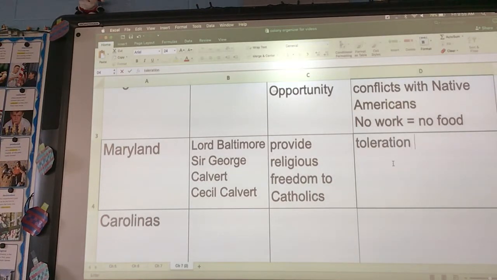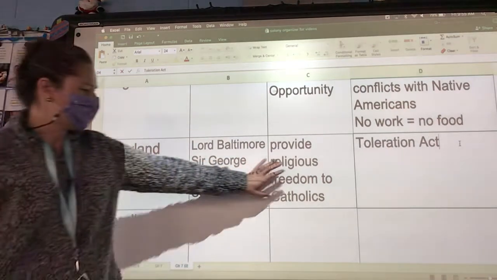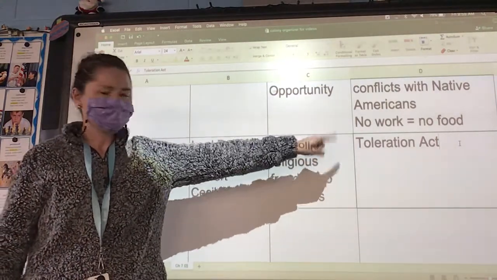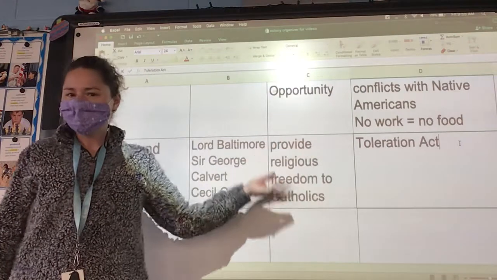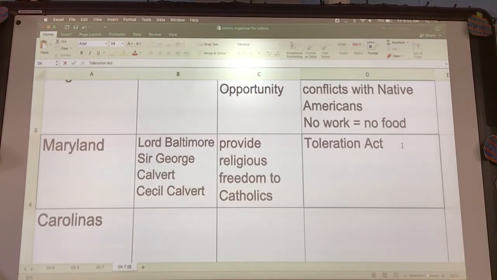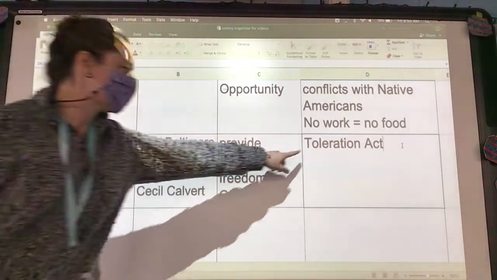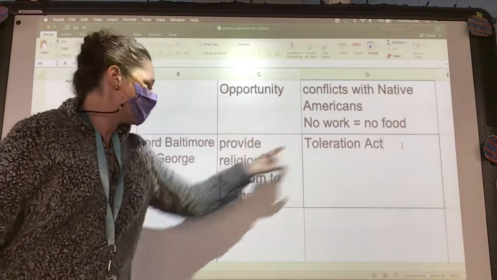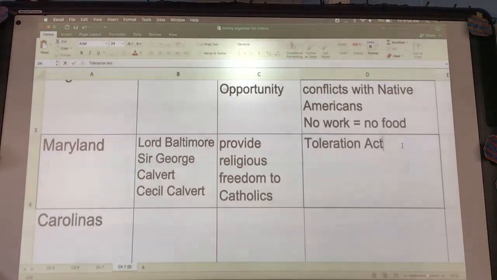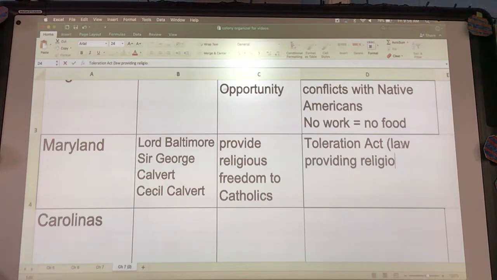Toleration Act. So this particular act gave those Catholics, Christians, the freedoms. That's what he decided he was going to do. So he creates this law, you might call it, to provide those freedoms to those people of that particular religion. Okay? So this is an important word to write down. You might put a little arrow so you know this was part of that. That was his law. That's what he called it.